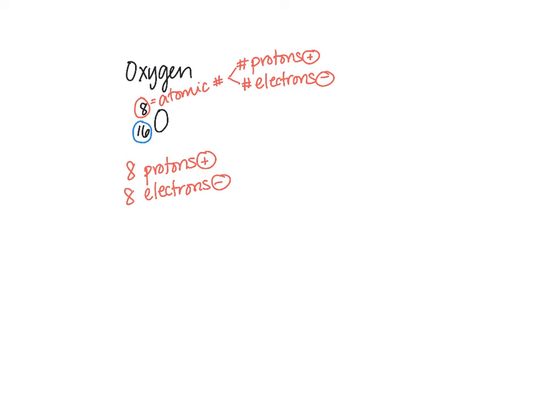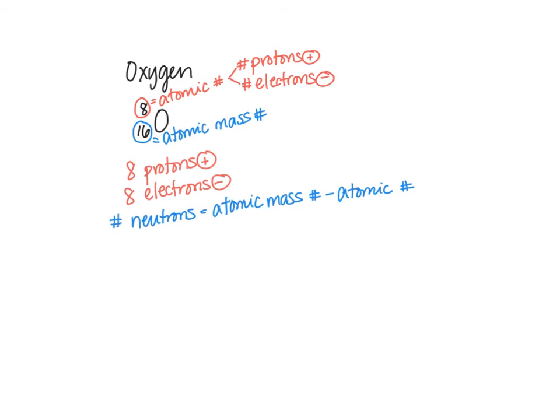The atomic mass number, which is always going to be the larger of the two values, remember, is equal to the number of protons plus the number of neutrons. So to get the number of neutrons, we can take the atomic mass number and subtract the atomic number from it.